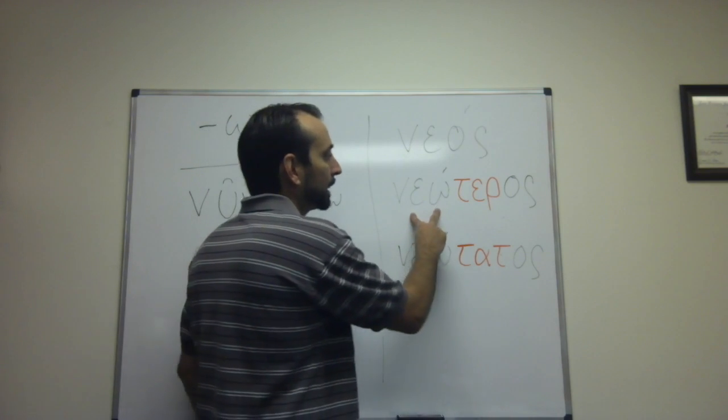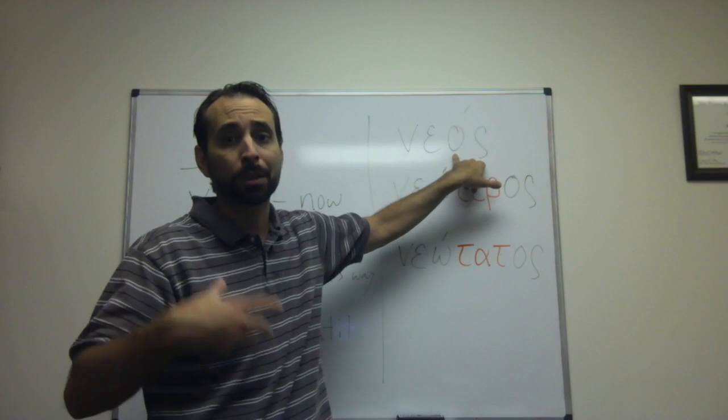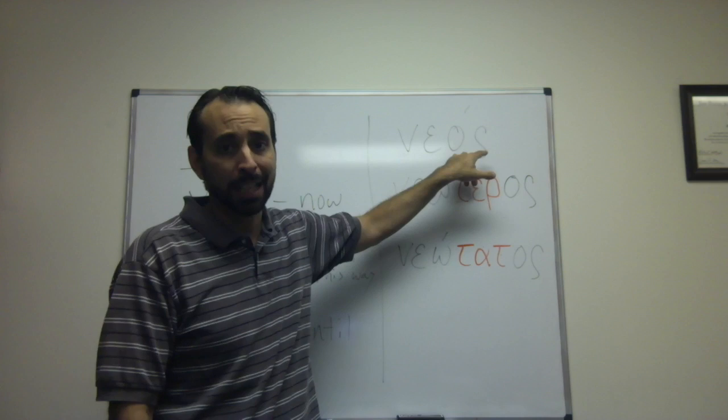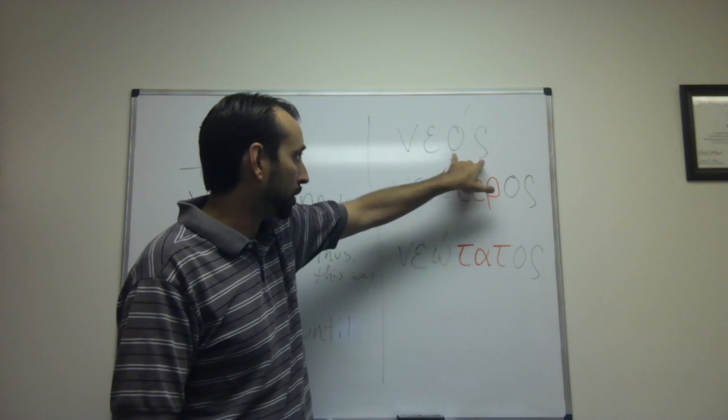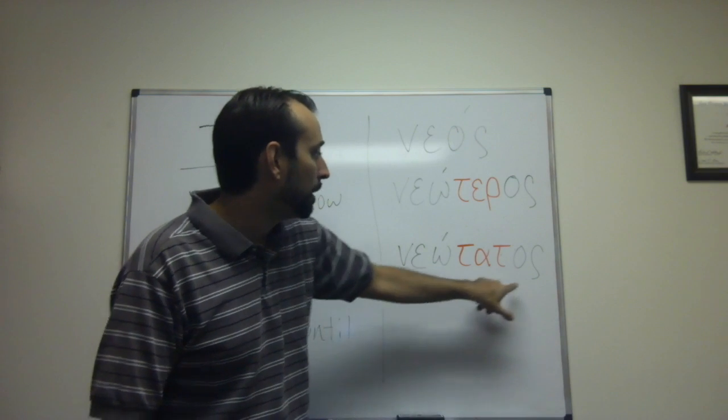It's coming at the end of the stem before the ending. This is an adjective, and it's going to have one of those. Remember, adjectives are going to follow those first, second, third declension endings. And so, depending on the adjective, here's your ending, and it's coming between the stem and the ending.